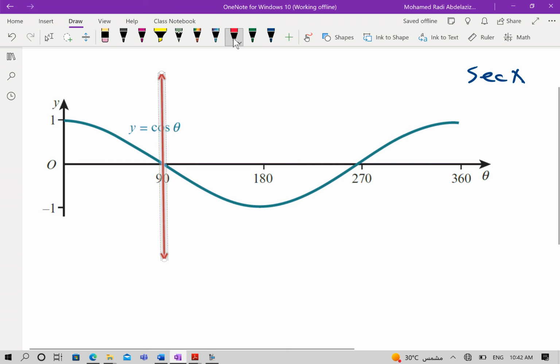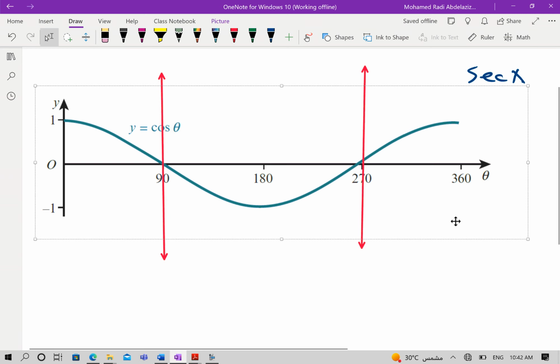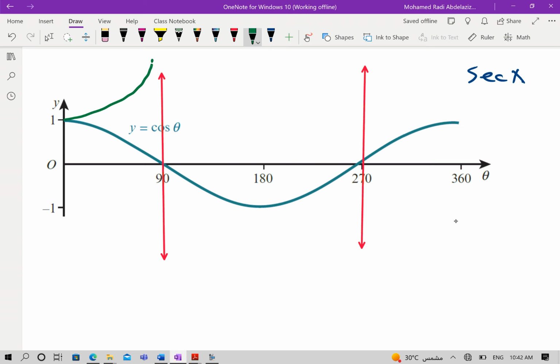The vertical line, another asymptote line at 270, then reflect about the straight line 1 to be up and reflect about negative 1 to be down. This part reflected up will be like this. The second part reflected about negative 1 will be like this. Like the sine graph. The next part reflected up will be like this.